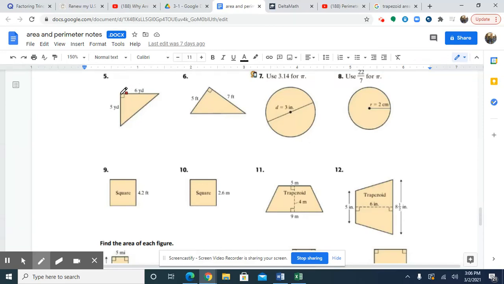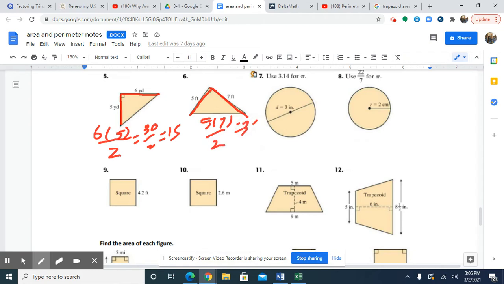All right, so now when we have a right triangle, we could just take one of the sides. That could be our height, and the other side will be our base. So 6 times 5 divided by 2, which is 30. So the area is 15. And we have 5 times 7, which is divided by 2, which is 35. And 35 divided by 2 ends up being 17.5.